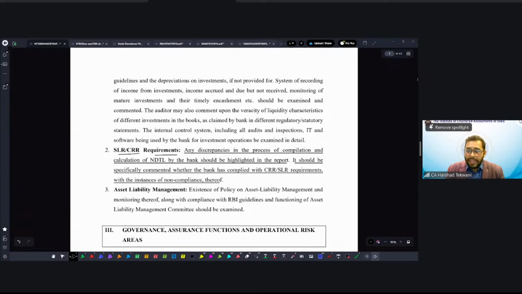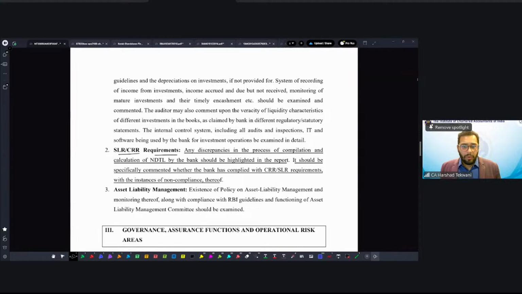So, we need to understand what the requirements are and where they are coming from, then only will we be able to report on these requirements. Otherwise, we will not be able to. Any doubt with respect to this part also? SLR is more about the formula: liquid assets divided by net demand and time liabilities, and on that basis you calculate the percentage for the SLR.